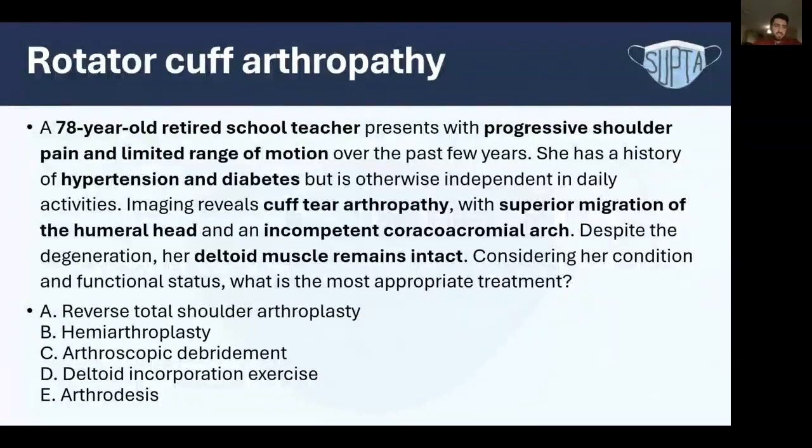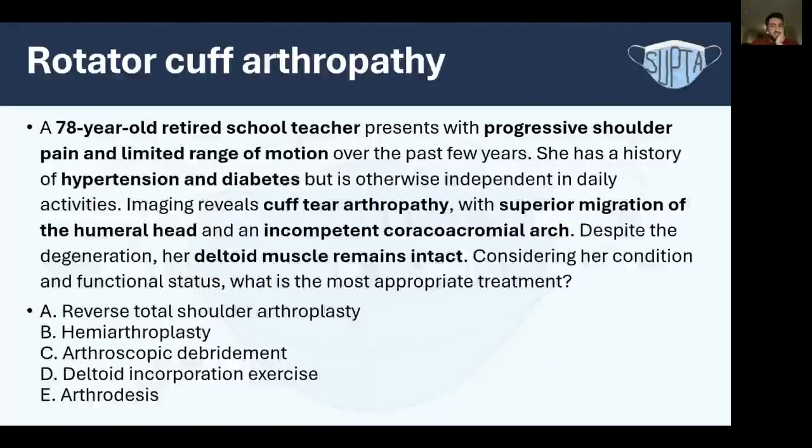I'm just going to move on to the next question, rotator cuff arthropathy. A 78-year-old retired school teacher presents with progressive shoulder pain and limited range of motion over the past few years. She has a history of hypertension and diabetes, but is otherwise independent in daily activities. Imaging reveals cuff tear arthropathy with superior migration of the humeral head and an incompetent thoracoacromial arch. Despite the degeneration, her deltoid muscle remains intact. Considering her condition and functional status, what is the most appropriate treatment?